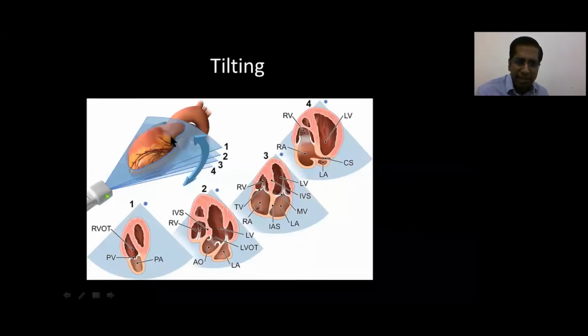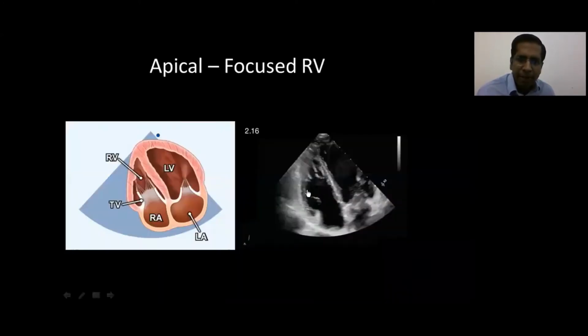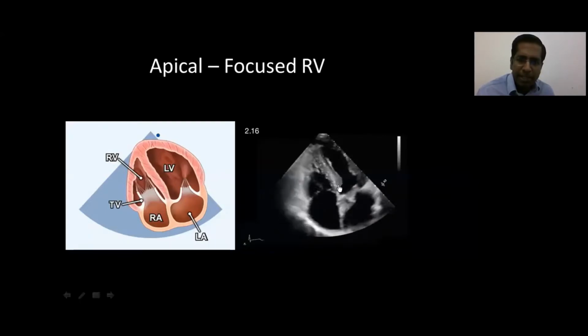So this is an anterior tilt. If you go posteriorly, you see the coronary sinus, which is a posterior structure. So in other words, if you see a coronary sinus in a four-chamber view, you know you have to tilt it slightly anteriorly. Or else if you are seeing the aortic valve open, then you know you need to slightly tilt it posteriorly. And this is essentially the four-chamber view.